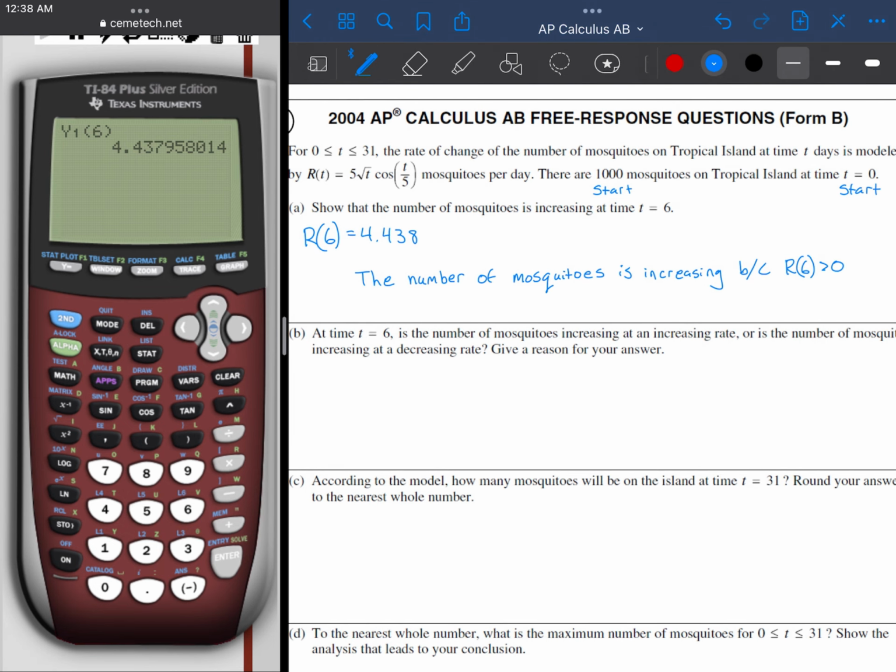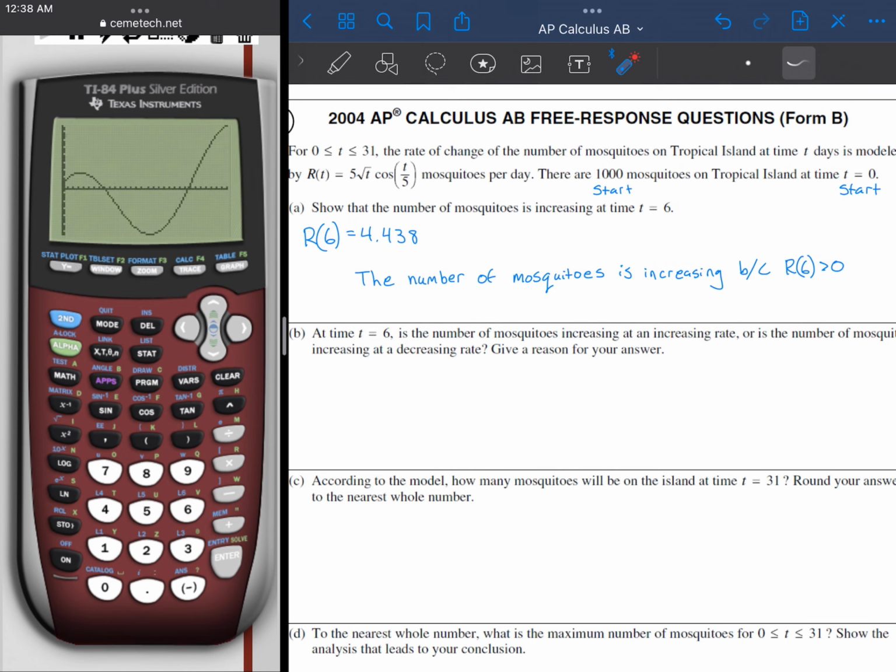Well, I mean, it's definitely increasing. It already told us that in the last problem, right? So yes, it is increasing. Now it's asking about the second derivative. Is it increasing at an increasing or decreasing rate? And we need a reason. There's two ways to do this. You can either take the derivative on the screen that we're currently looking at, or do it graphically. I think that graphically is the fastest way to do it.